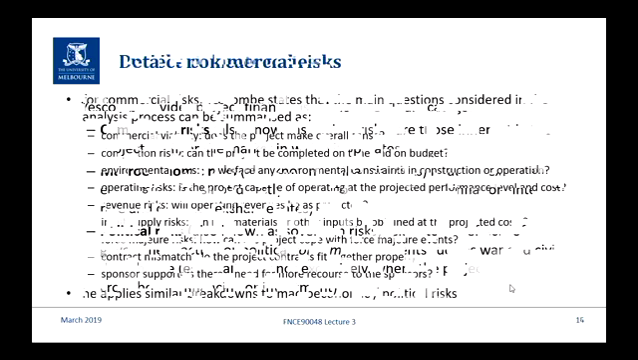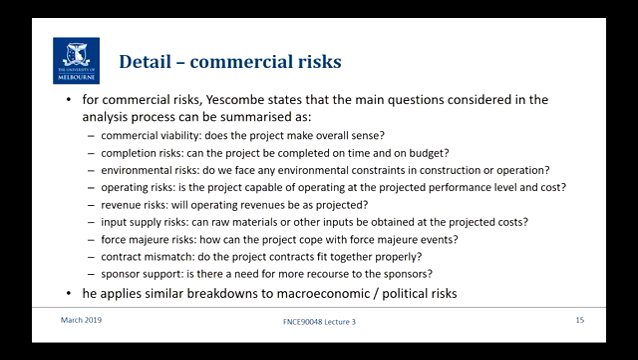So Yeskin talks about these categories, and then he says, okay, for each category, the way that we address our risk analysis is we ask a series of questions that we have to be able to answer. The first is, in terms of commercial risks, he says, well, the starting point is, does the project overall make sense? And in a way, this is, is it positive NPV?